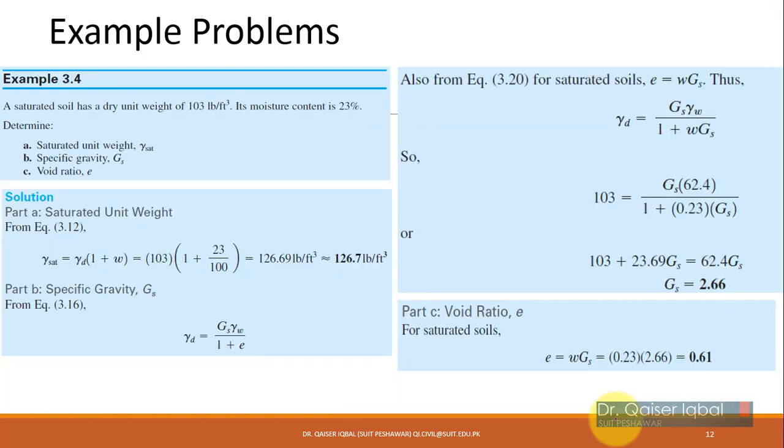Another short example, and then we will conclude. Example 3.4. A saturated soil has a dry unit weight of 103 pounds per cubic feet. Its moisture content is 23%.